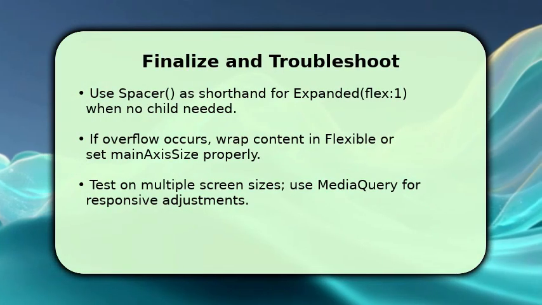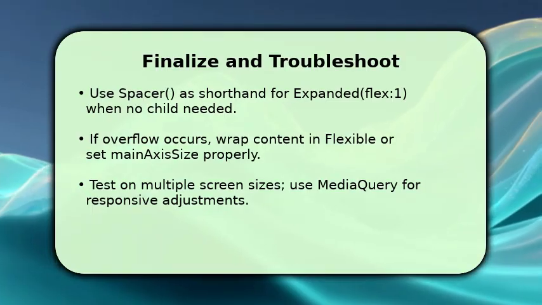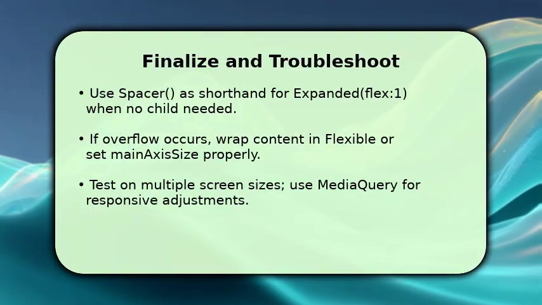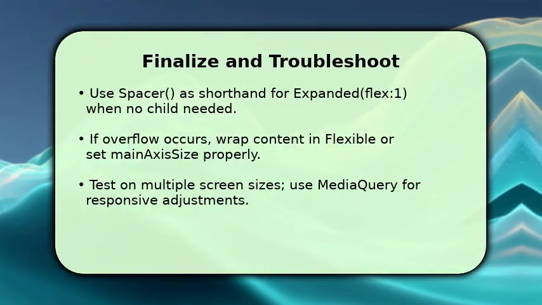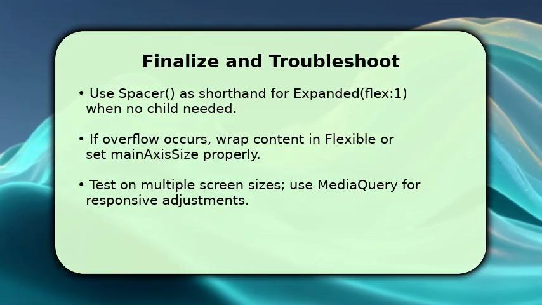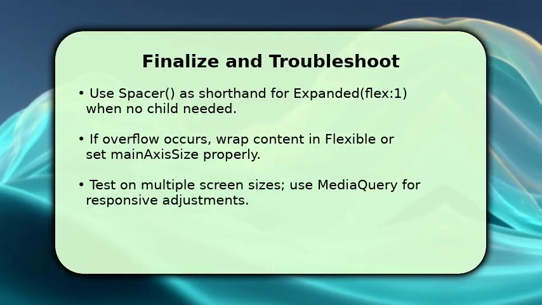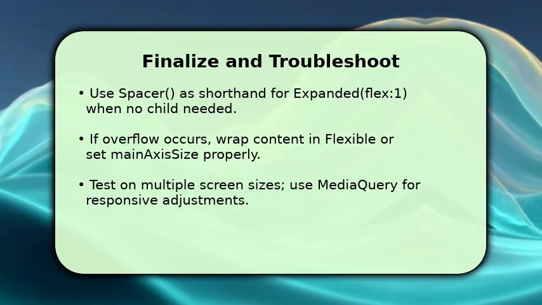To finish, replace any empty Expanded with Spacer when you only need spacing, and confirm alignment via mainAxisAlignment or crossAxisAlignment. If you see overflow errors, swap Expanded for Flexible or wrap the child in a SingleChildScrollView. This lets the child size itself rather than forcing expansion.